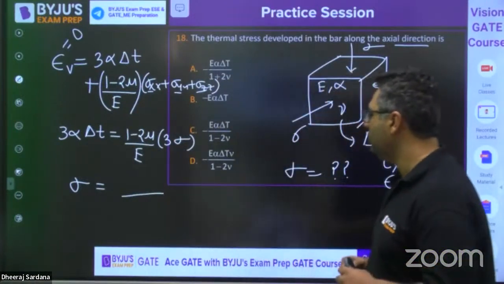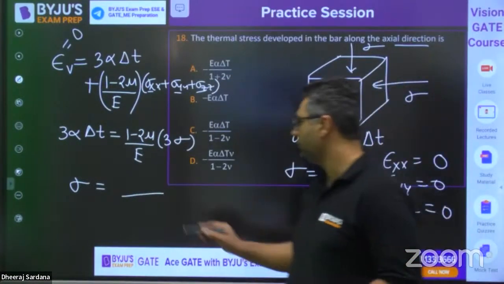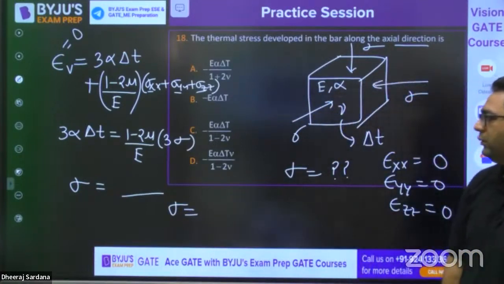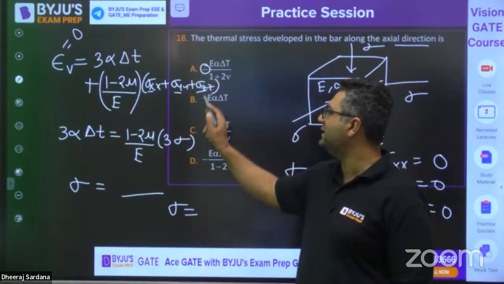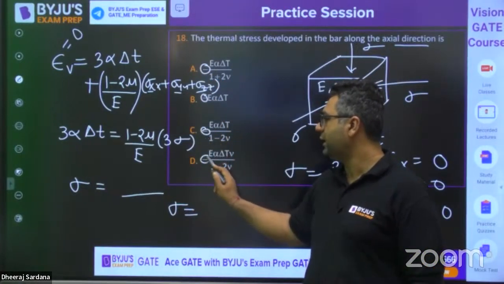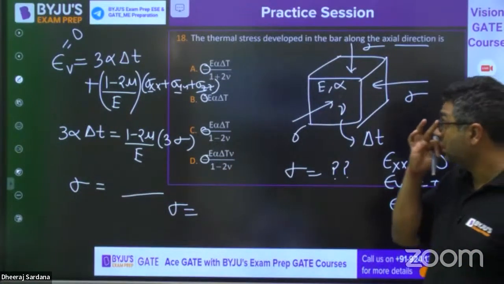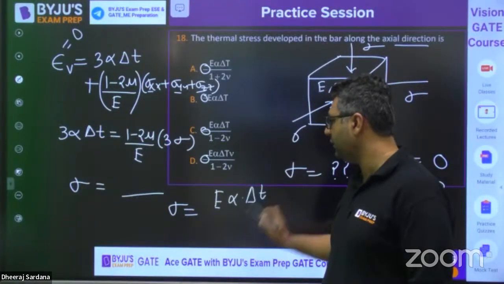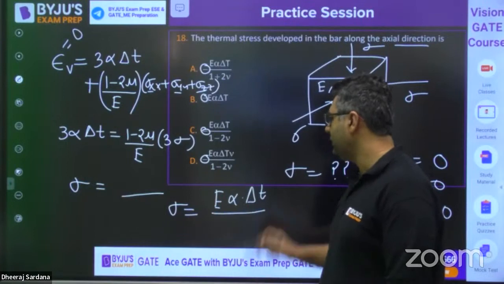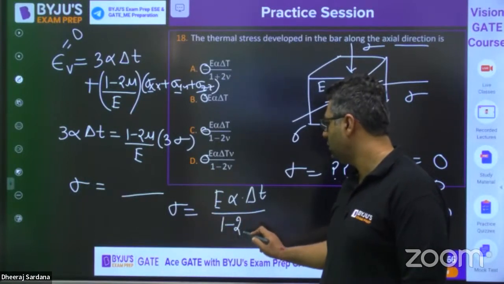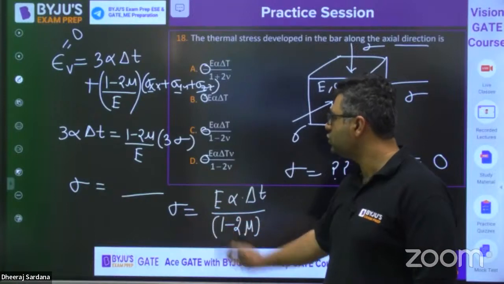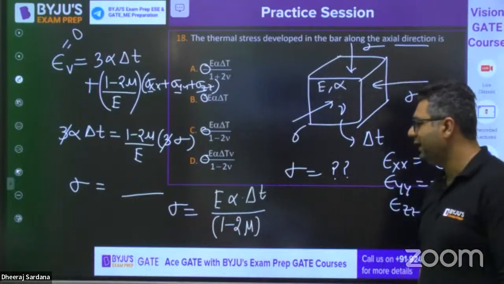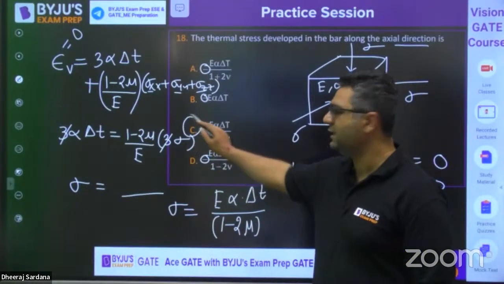From here, you will be getting the value of sigma as minus. You can ignore the minus because minus indicates it is compressive. Okay, so you need not worry about the minus sign. So you know it will be E alpha delta T divided by 1 minus 2 mu. Why? Because 3 and 3 will get cancelled out. So E alpha delta T by 1 minus 2 mu, C is the right answer.